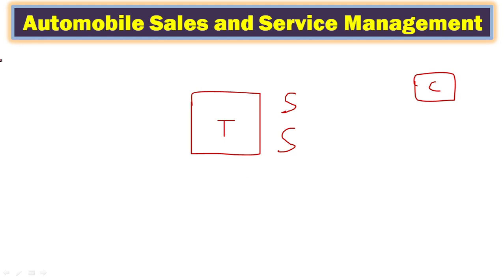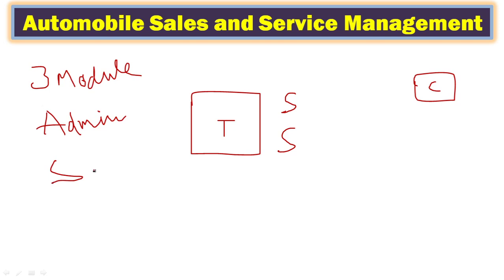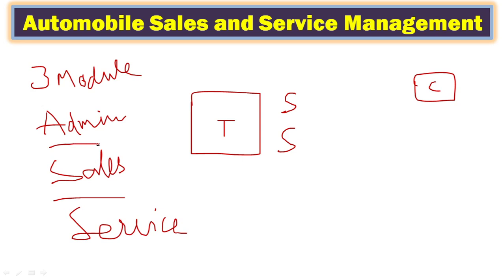Here we provide three modules. One is the admin module, and then the sales module, where an employee can log in and do the sales. The other one is service, where an employee can log in, go to the service section and do the service. This project is quite big. We have three modules: admin module, sales module and service module.